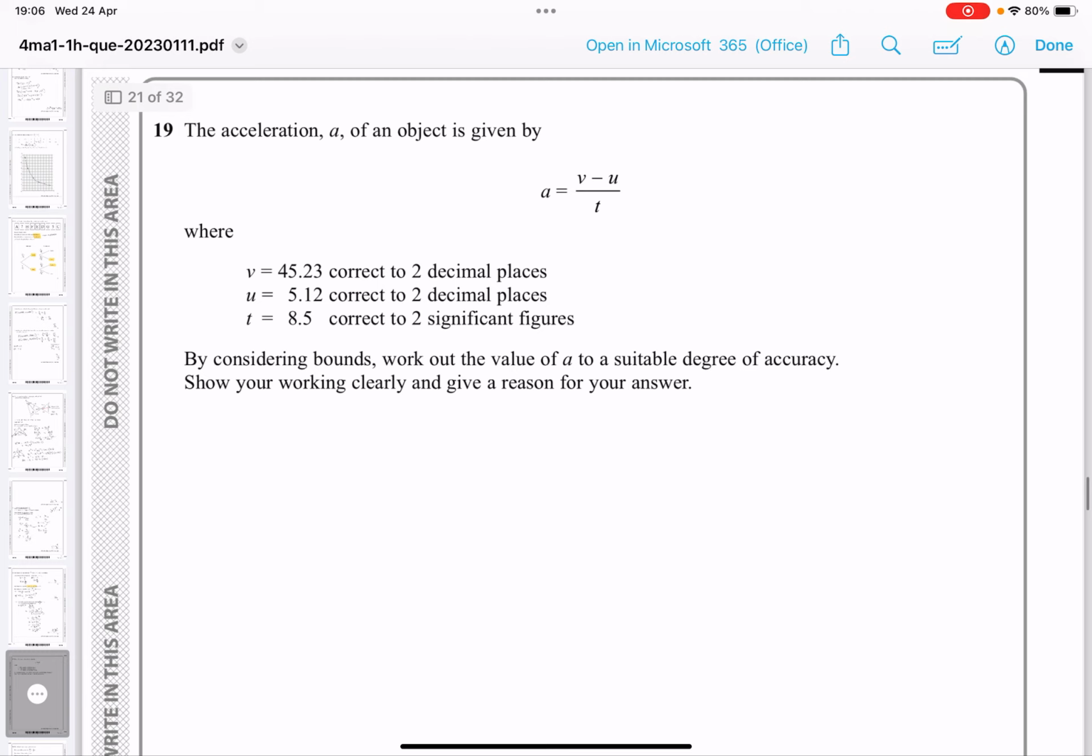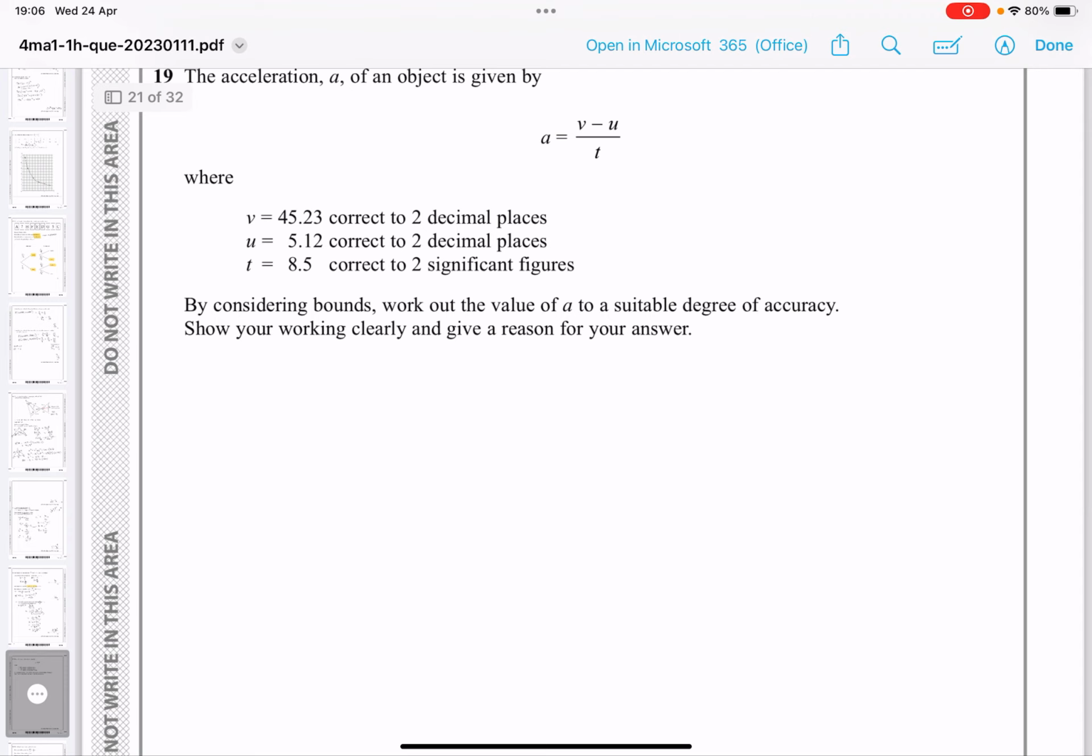The acceleration of an object is given by this formula where v, and they've given you the values correct to 2 decimal places or 2 significant figures. By considering bounds, work out the value of a to a suitable degree of accuracy.